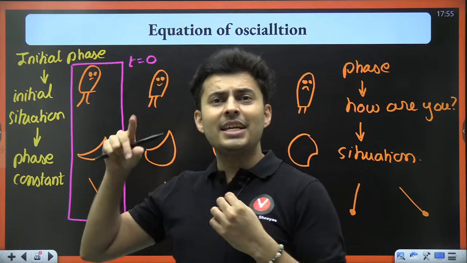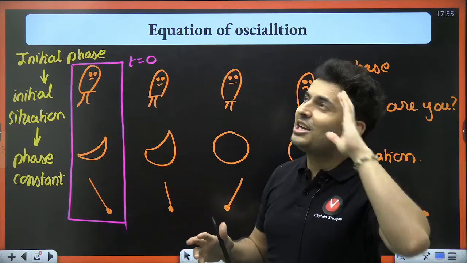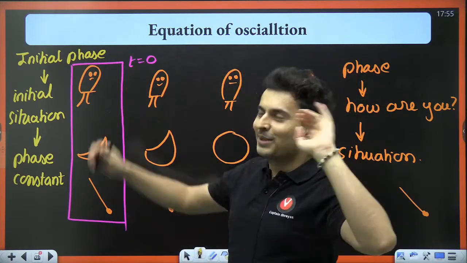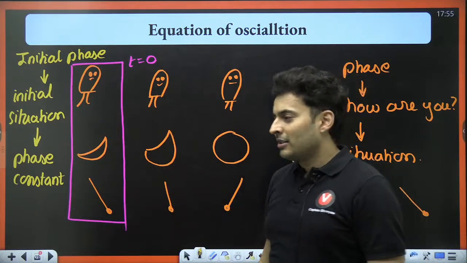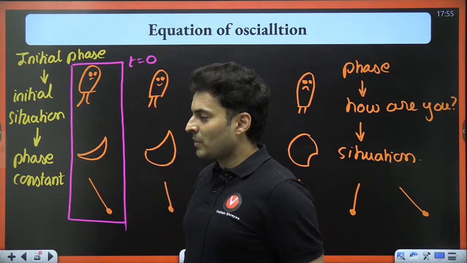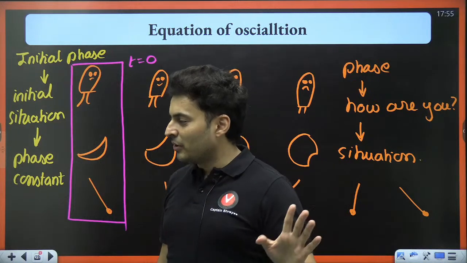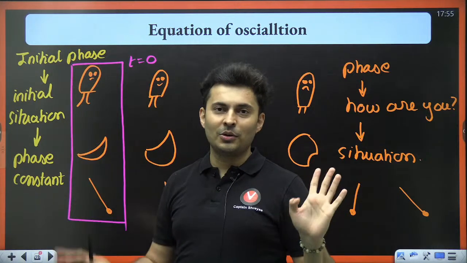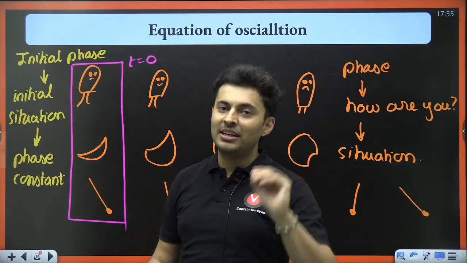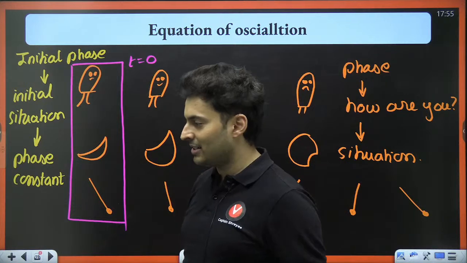How was I at t is equal to 0? You're like, sir, at t is equal to 0, I was born, sir. I was crying, sir. I didn't know about NEET, sir. I was just born, just drinking, eating, and going to the toilet. That was my initial t is equal to 0 phase constant, sir.